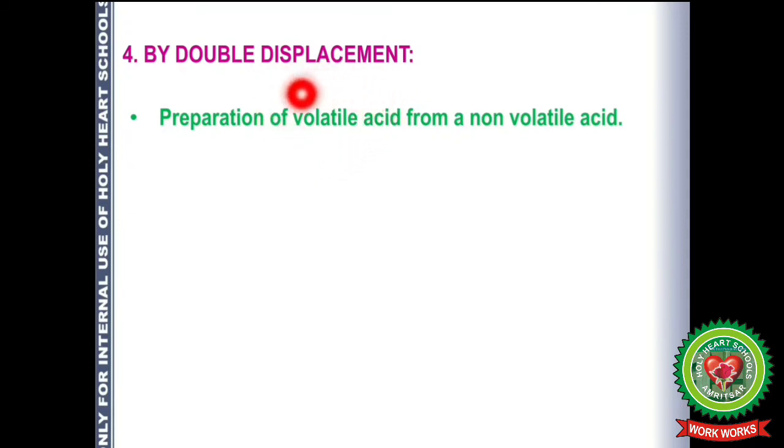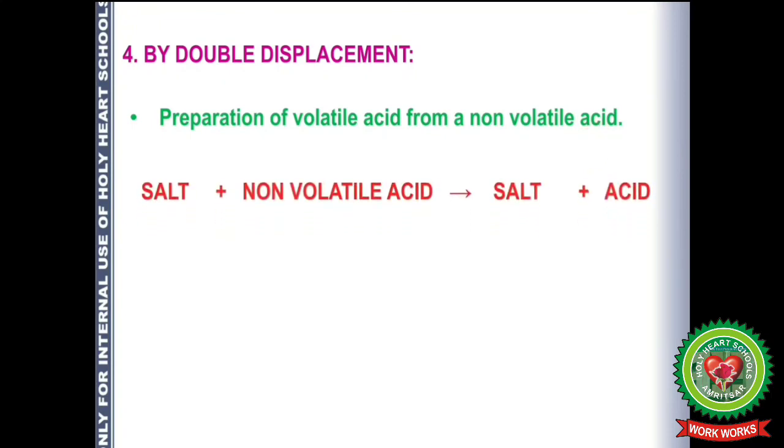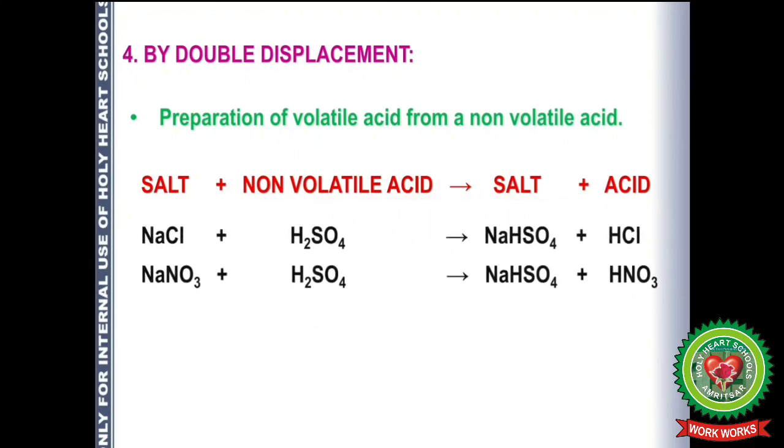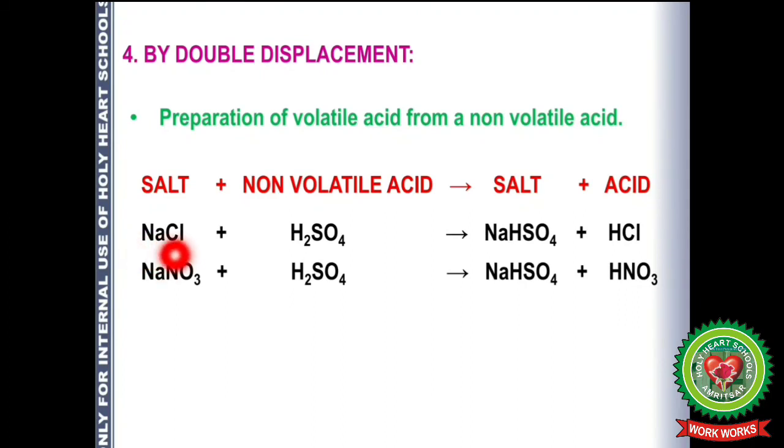We already know what is volatile. The acid that can be easily evaporated because it has a low boiling point is volatile, and a non-volatile acid has a high boiling point and cannot be easily evaporated. For example, if we react a salt with a non-volatile acid, it forms a salt and an acid. Let's take an example of NaCl. If we have a salt like sodium chloride, when it reacts with sulfuric acid, because sulfuric acid is a non-volatile acid, it forms NaHSO4, that is sodium hydrogen sulfate, and HCl.